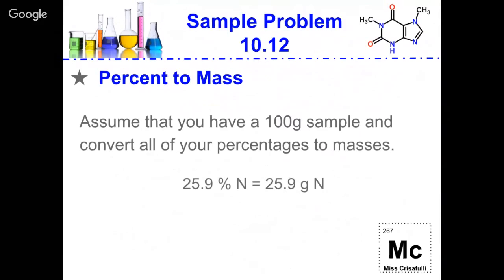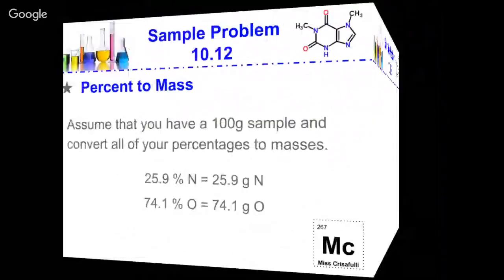So if we have 25.9% nitrogen, that means that we have 25.9 grams of nitrogen if we have a 100-gram sample. That assumption has to happen every single time. Same thing for oxygen. We have 74.1% oxygen. That means that we're going to have 74.1 grams of oxygen.